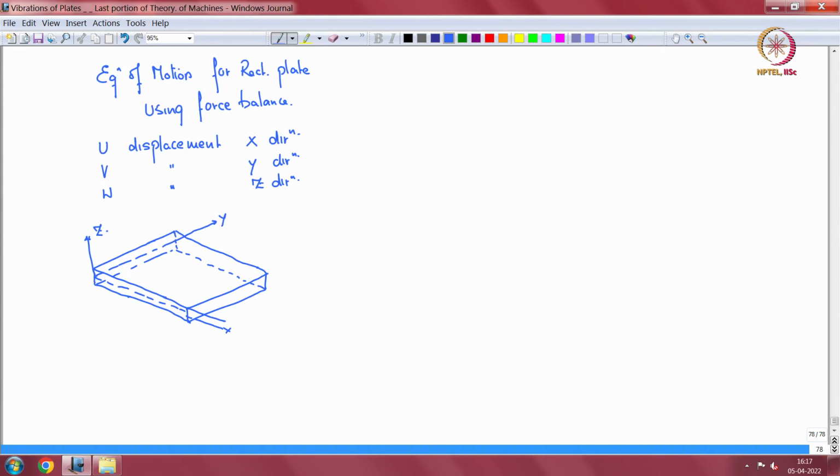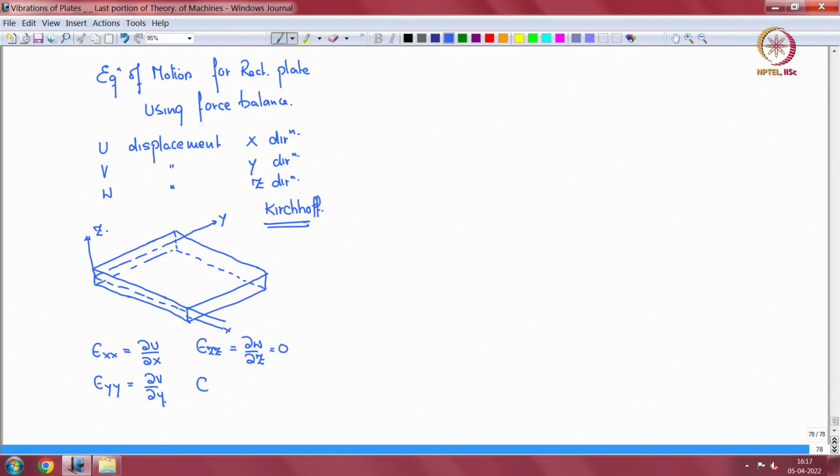Okay. So then epsilon xx, so I'm going to use the Euler-Bernoulli, or in this case the Kirchhoff set of assumptions. Okay, this is Kirchhoff plate theory. So epsilon xx is del u by del x, then epsilon yy is del v by del y, epsilon zz, as our assumption says, is del w by del z, which is 0.